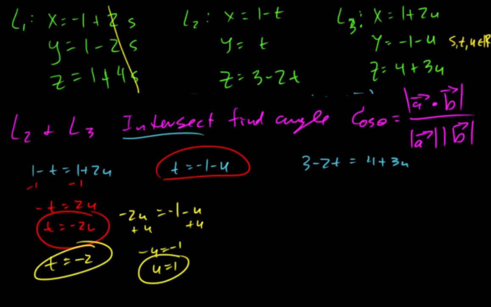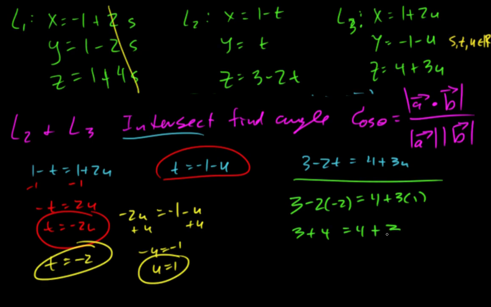Alright, we have these two values. We want to just check with the one that we didn't use. Minus 2 times negative 2 equals 4 plus 3 times 1. That's going to be 3 plus 4 equals 4 plus 3, or 7 equals 7. So that checks out. Okay, so that's a true intersection.